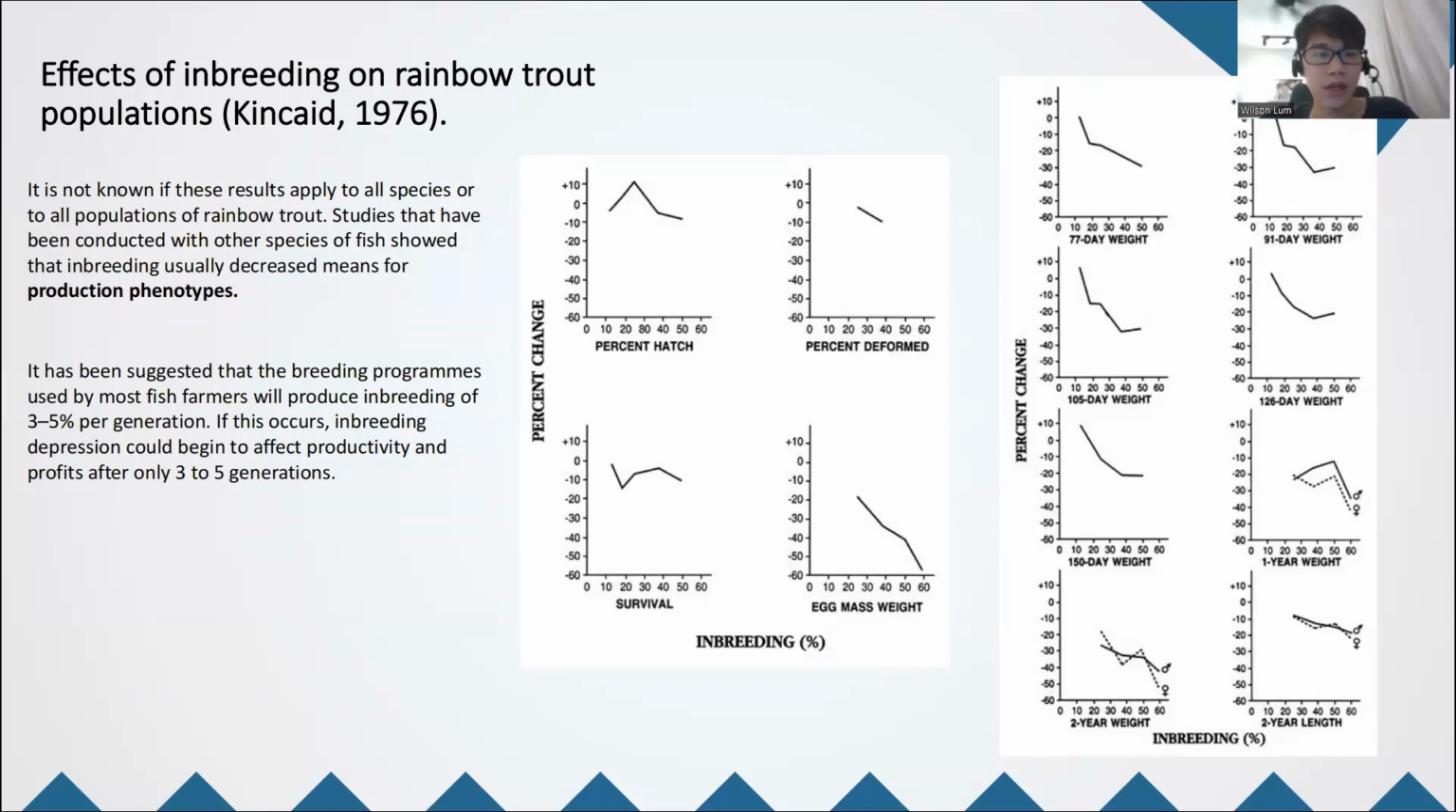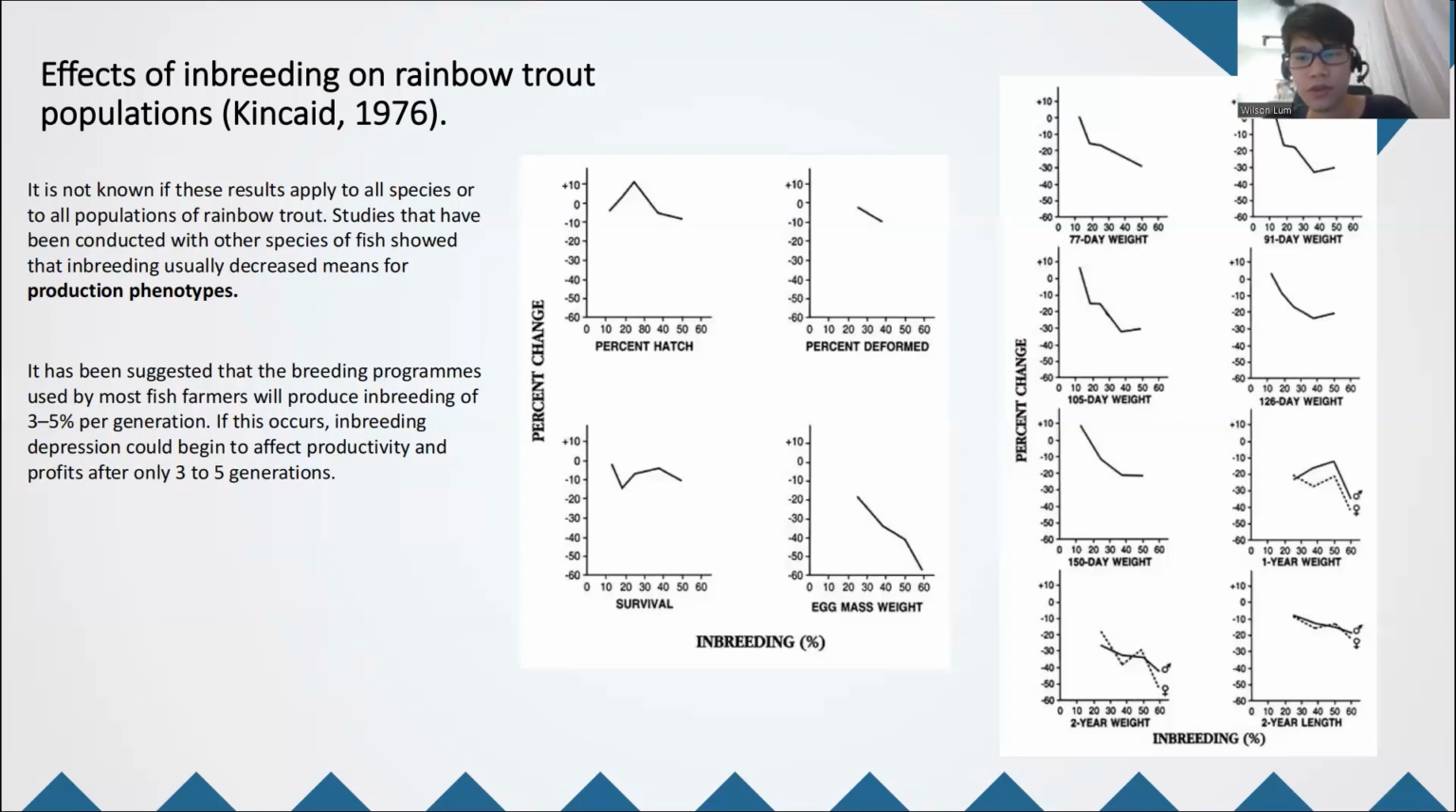The title is actually about inbreeding of rainbow trout in a population, and the result of the study shows that it is not really applicable to all fish populations, because it was done on rainbow trout only. But the major finding of this study focuses on the production phenotypes, as we can see on the graph.